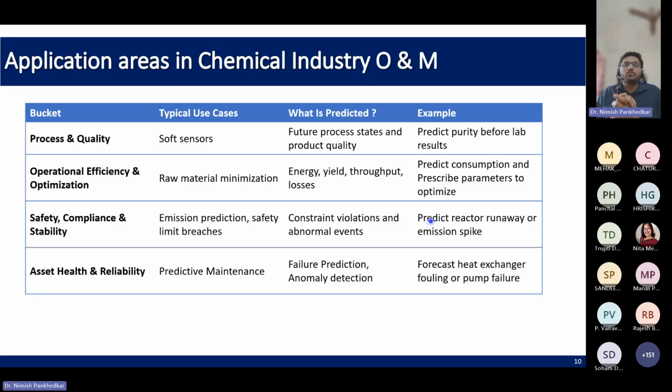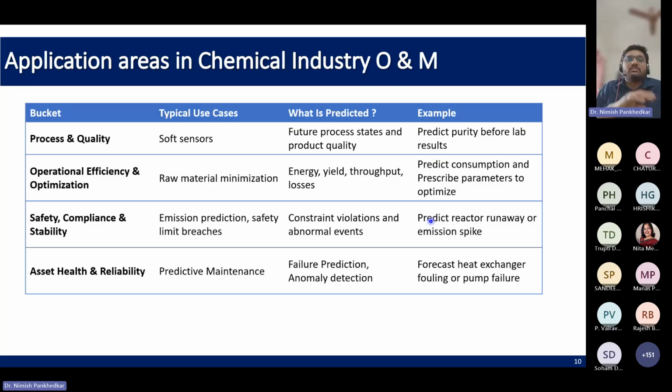One of the foremost and the primitive ones is the process and quality bucket. So the popular soft sensors are all in this process and quality bucket, wherein you try to predict the future quality parameter. So for example, in our initial case, if I had a model that would have told me, okay, the product purity in the next 2 hours will be off spec, you could have immediately taken an action on that.